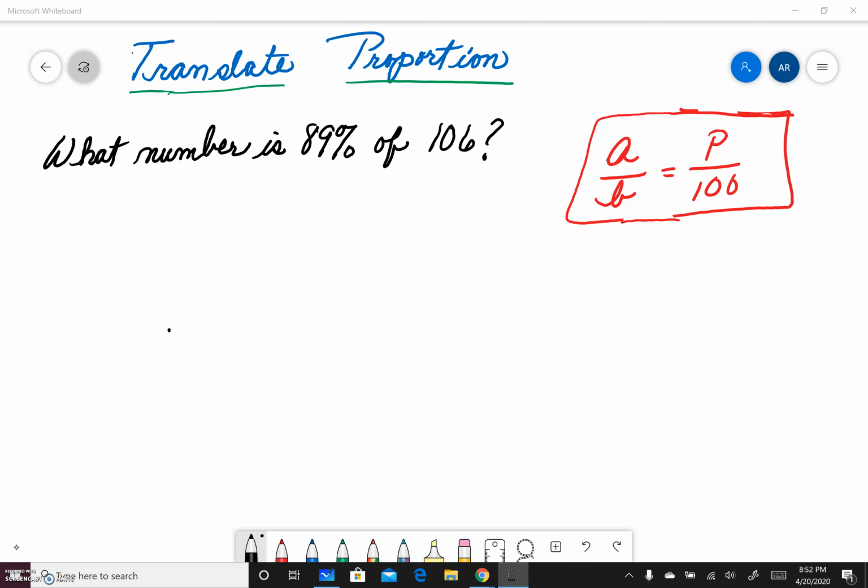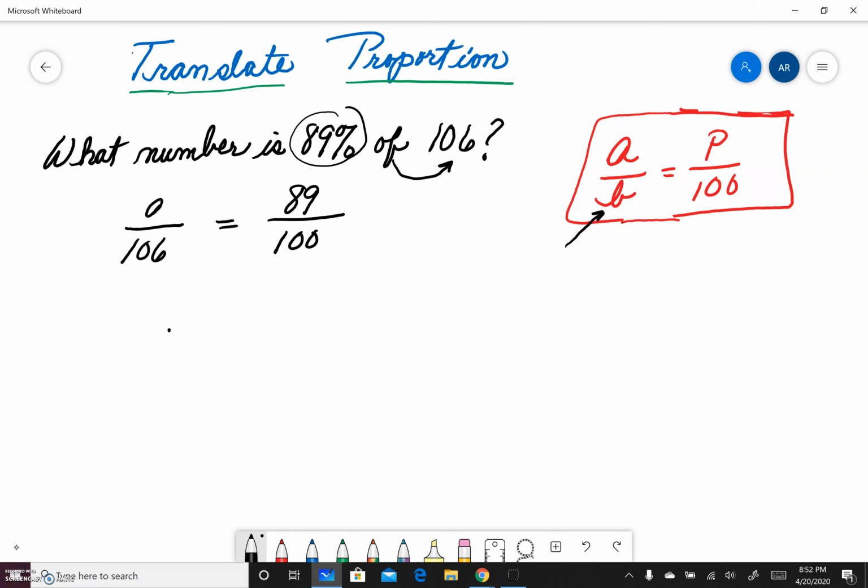Okay, so let's go ahead and translate a proportion again. So the first thing I'm going to do is start setting it up. I know 100 goes down here below. I'm going to look to see if there's a percentage. Here's one right here, so I'll fill it in, 89%. And I'll look to see for this letter B if there's anything following the word of, which there is, 106, so that goes down below. And then my unknown is the letter A. So this is how you would translate it and enter it into the system.